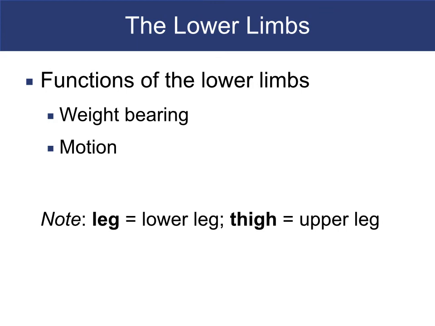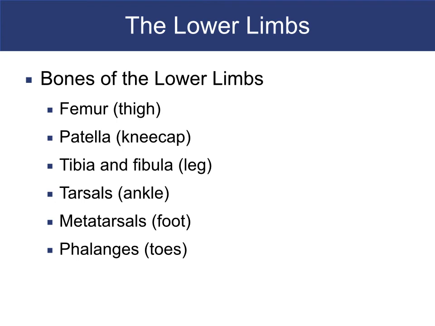Lower limbs, let's talk about them for a minute. Obviously, there's the thigh, or the femoral area, and the leg and feet. The idea of the lower limbs is basically to bear your weight and to allow you to move, to walk. Leg means lower leg, thigh means upper leg. I think I've made that point several times now.